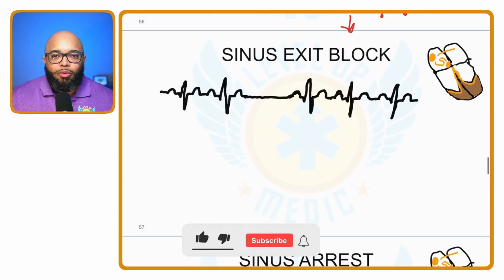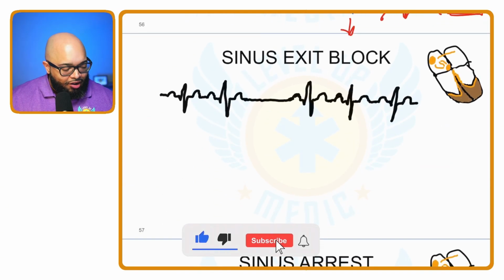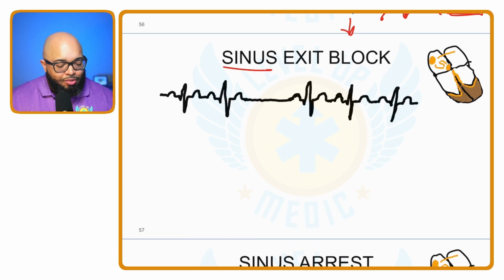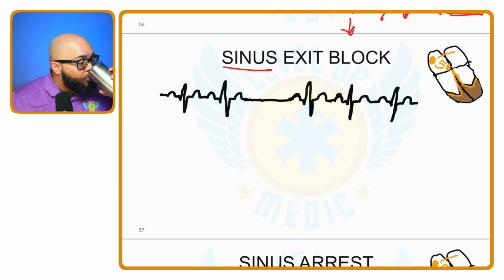Now, the next thing I want to go into is sinus exit block. Okay, there again, we're talking sinus. So what do you know? We know that the impulse is going to come from the SA node, because everything that comes from the SA node has the word sinus in it, because this is the sinoatrial node. And when the sinoatrial node is working, it produces a sinus rhythm, hopefully. There are conditions where that won't be the case, but those, of course, would be abnormal.